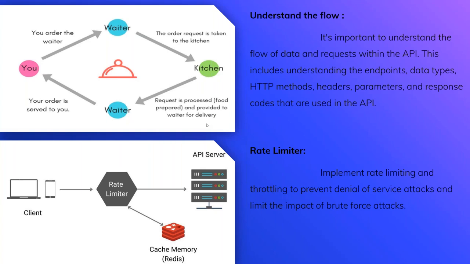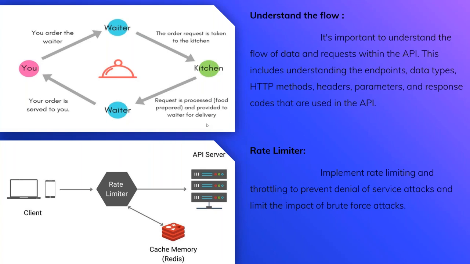So this is what we need to do to understand the flow of the API. We need to understand the data types, and also the requests that we are making, like GET, POST, and DELETE methods. We also need to understand the headers, parameters, and response codes used in the API.